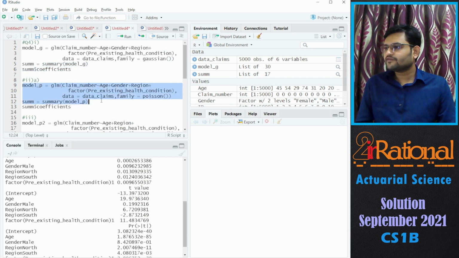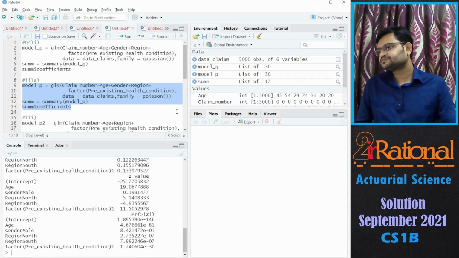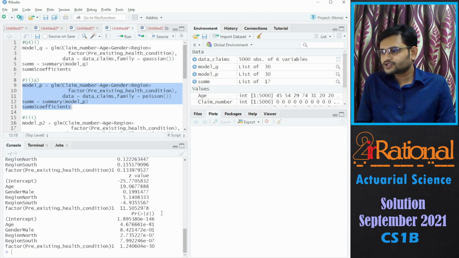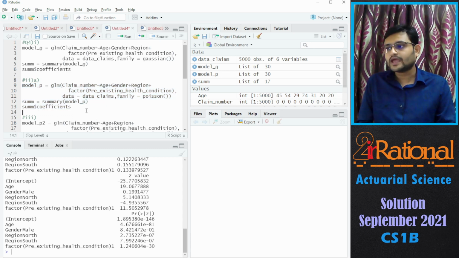So for the second one, we have made our model. The only difference is the family is now Poisson, and exactly the same way I'm calculating the coefficients. So if we just compare the p-values of the normal distribution and of the Poisson distribution, most of them are better in terms of the Poisson distribution. They are nearly the same, but the Poisson distribution is slightly better than the normal distribution. That is what you will be saying in part 2a. And you can check the AIC number, as I have told you, the AIC number for the Poisson distribution is less than that for the normal distribution.